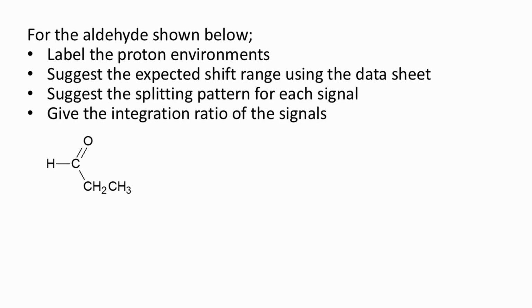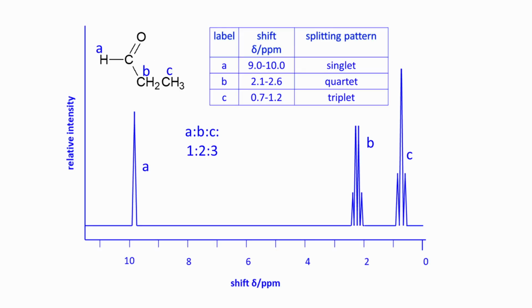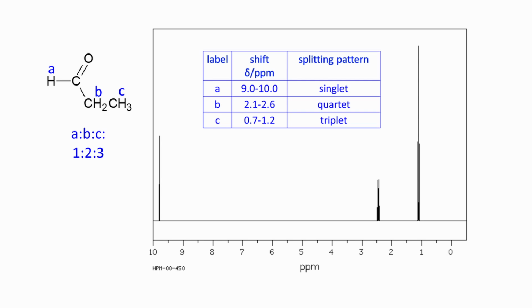Finally, let's take a look at the proton NMR spectrum for propanal. There are 3 proton environments labelled A, B and C. The table shows the expected shift range for each response as well as the splitting pattern. Once again, the real proton NMR spectrum is difficult to interpret in terms of splitting patterns. However, there are clearly 3 signals and these appear to be in the expected range.